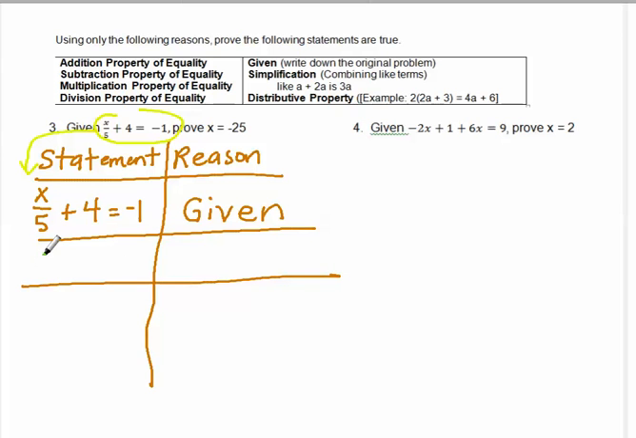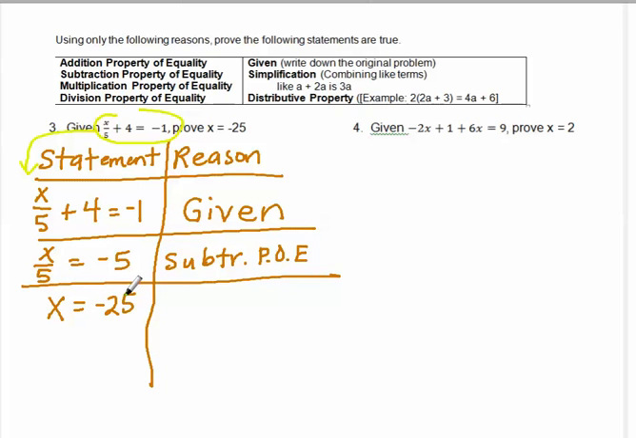Take away 4 from both sides, and we're going to have negative 5. Taking away 4 from both sides is subtraction. And here I would multiply both sides by 5. So I would get x equals 25.